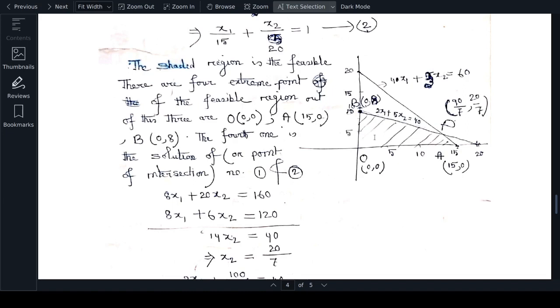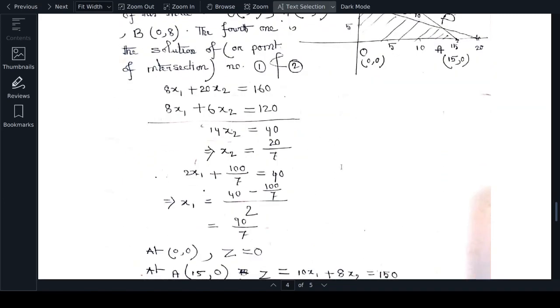Okay, so B and D is one line. For the B and D line, which equation does it represent? The line we joined, B and D, represents the first equation: twice x1 plus 5x2 equal to 40.